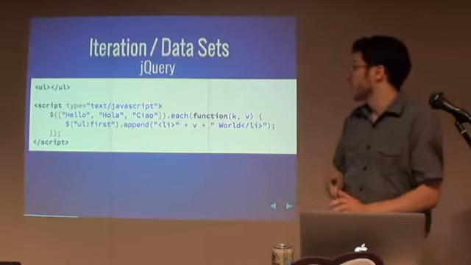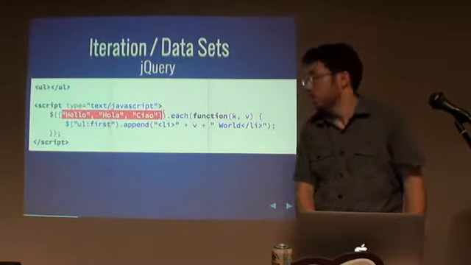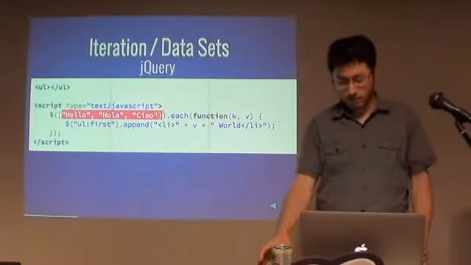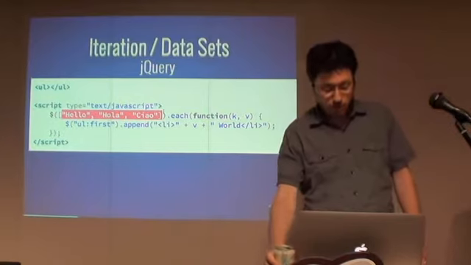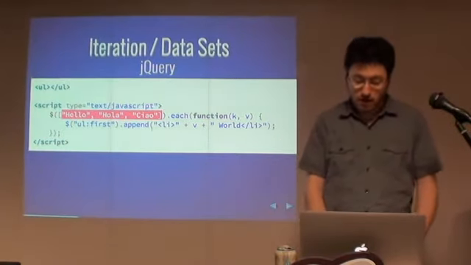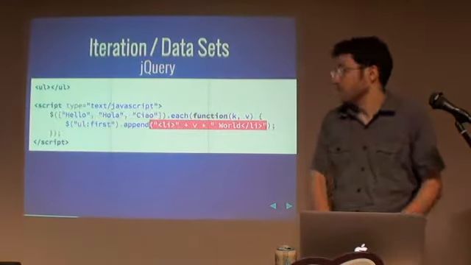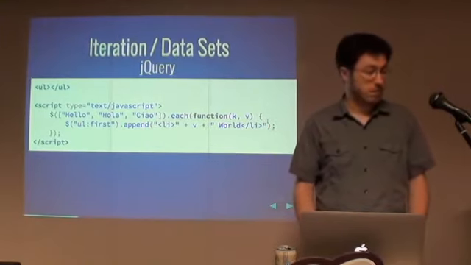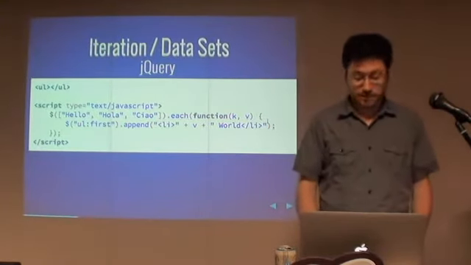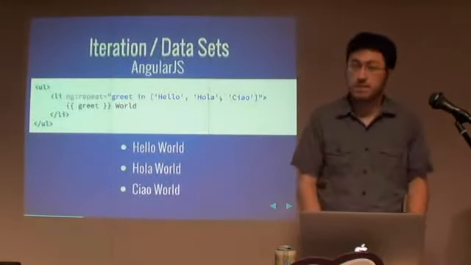So also with iteration, here we have an element to append other elements to and an array. In jQuery, we have to manually append each element to the array. And here is the equivalent in AngularJS.